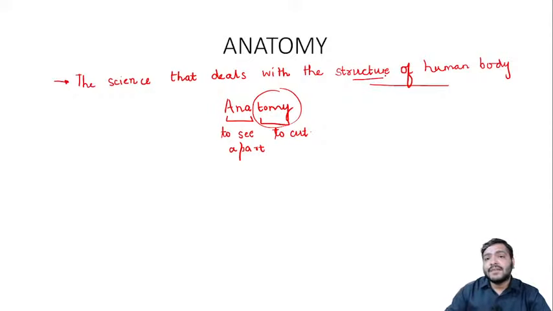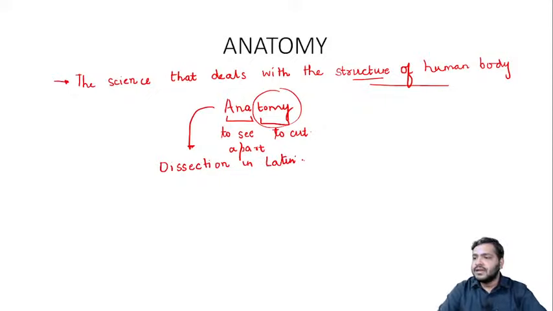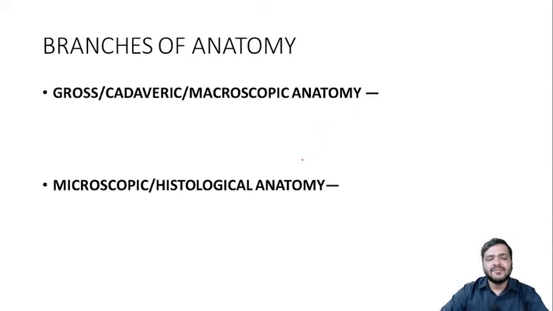You know, we have various organs in our body like liver, heart. So it is basically the general morphological structure. Apart from that, guys, you should also know that anatomy is also called dissection in Latin. So that was the basic definition regarding anatomy. Now we will start with the branches of anatomy.